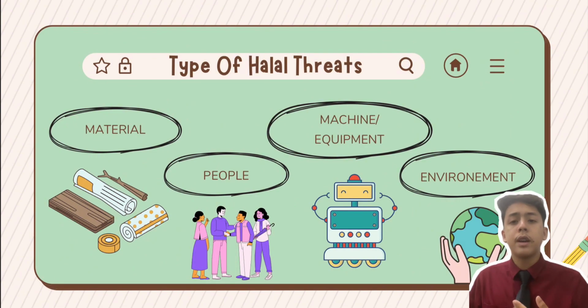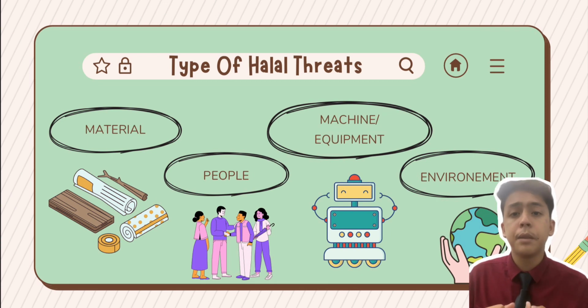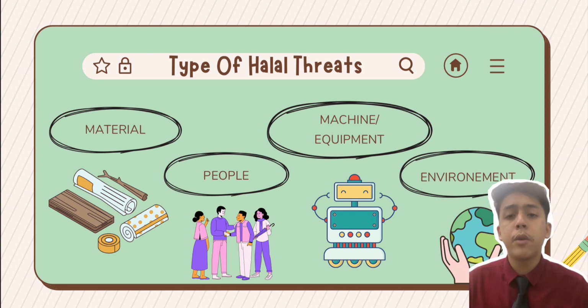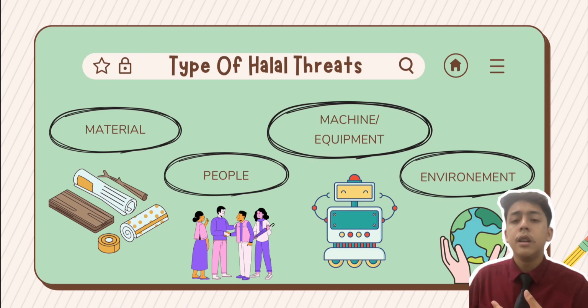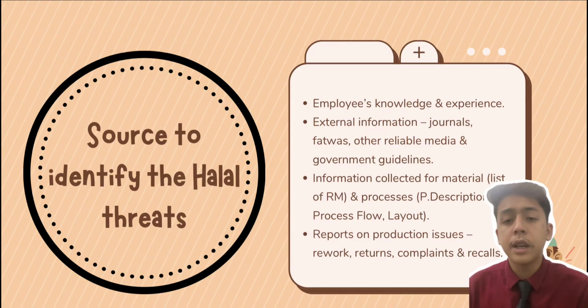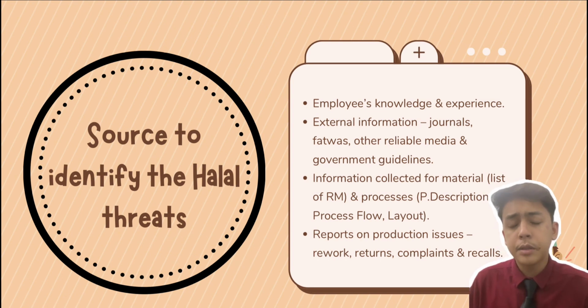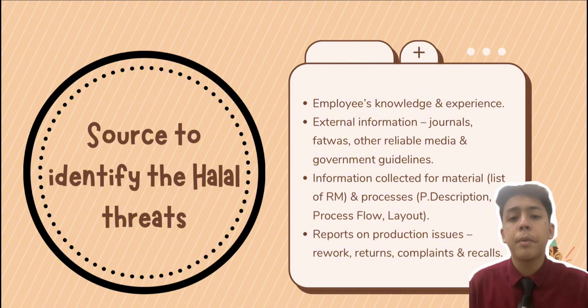We have four types of halal trade. First, material. Second, people. Third, machine and equipment. And last one is environment. Next, the sources to identify the halal trade. First, employees' knowledge and experience. Second, external information like journals, fatwa, other reliable media and government guidelines. Third, information collected for materials, list of raw materials and processes like product description, process flow and layout. And last one is reports on production issues like rework, return, complaint and recall.